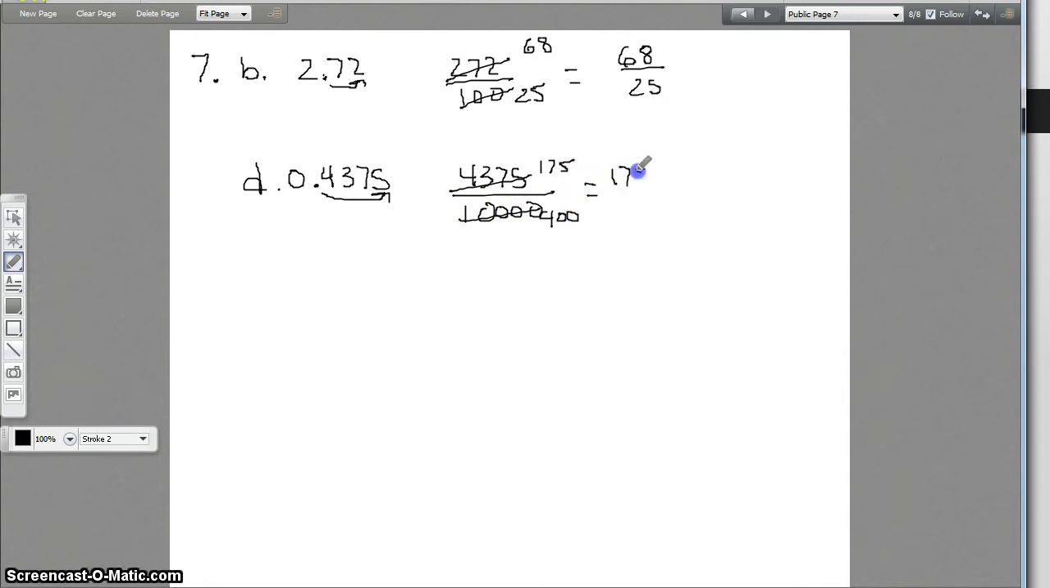Well, now I have 175 over 400, and those are both multiples of 25. So 175 divided by 25 is 7. 400 divided by 25 is 16. So my answer is 7/16.